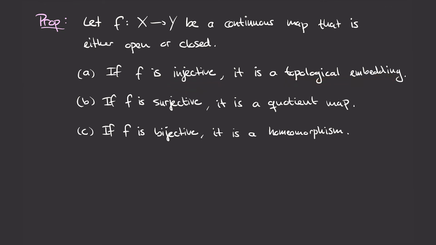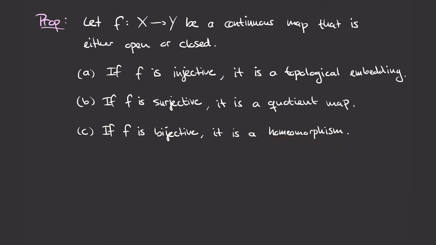If the map that is continuous and open or closed is in addition surjective, then we've just seen that this means that it's a quotient map. And finally, if such a map is bijective, then it means that it is a homeomorphism.